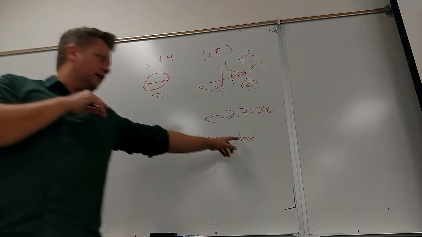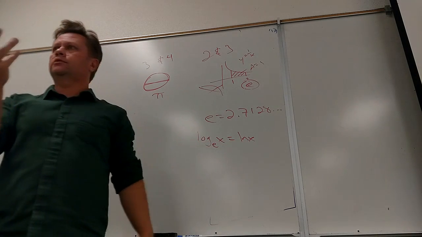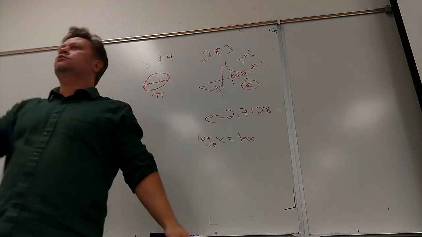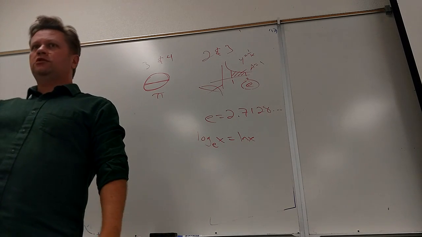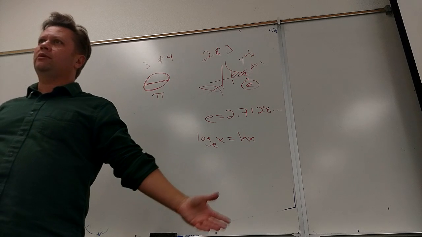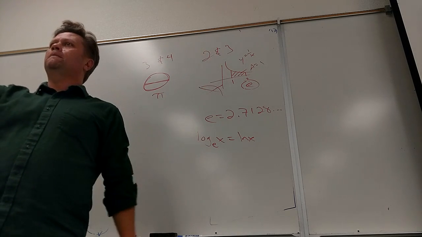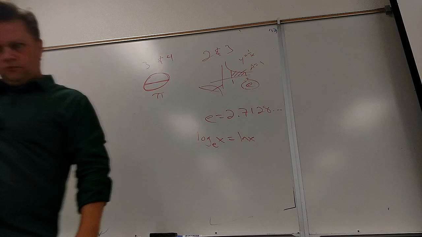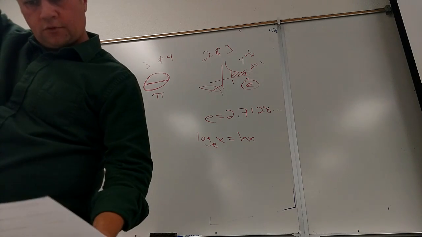So that has all the same properties that other logs do. It just is a special log. It's just like square root. Just because it doesn't have a 2 doesn't mean it doesn't have the same properties as roots. It's still a root. Yeah? Okay, can you do number R then?